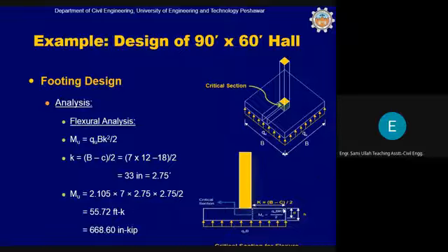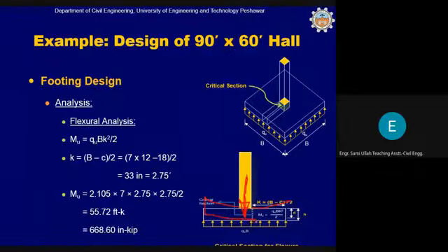Because when the column tries to push this pad down, the pad will move up like this, giving rise to a negative bending moment at this location. So once the bending moment is calculated, you can design. Design for punching shear.